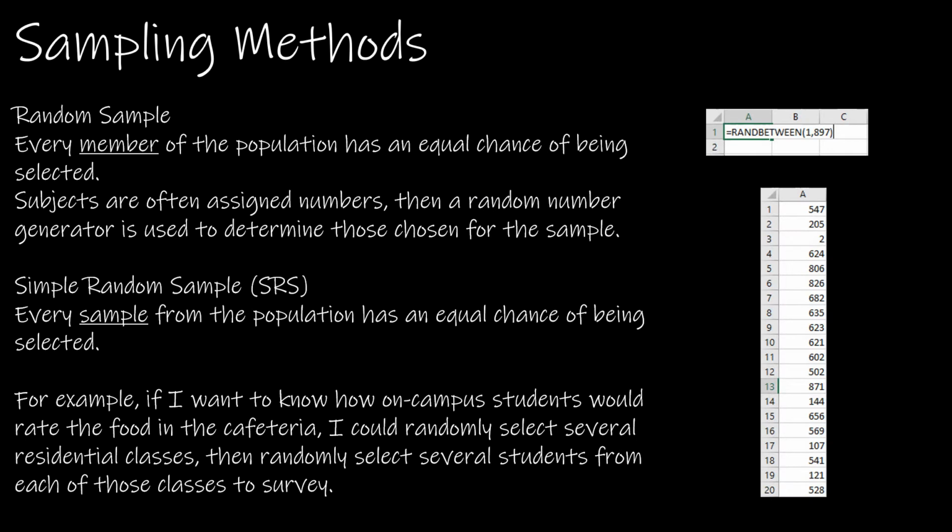The first two sampling methods are the random sample and the simple random sample. So in a random sample, every member of the population has an equal chance of being selected. And typically what will happen is each subject, which is the member of the population, is assigned a number, and then they use a random number generator to determine those chosen for the sample.